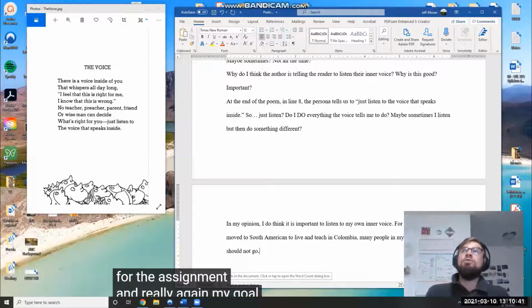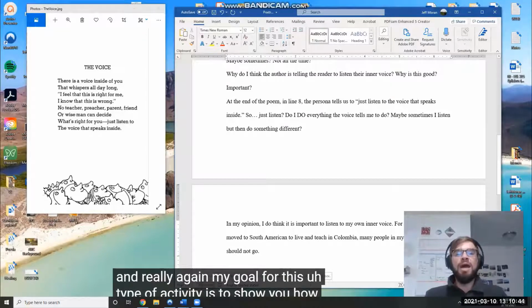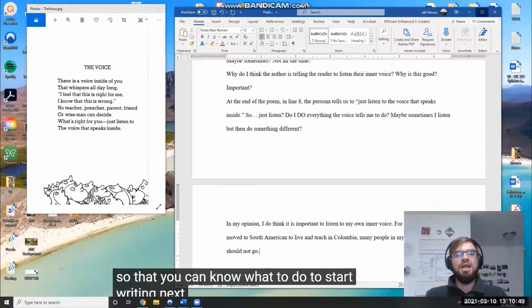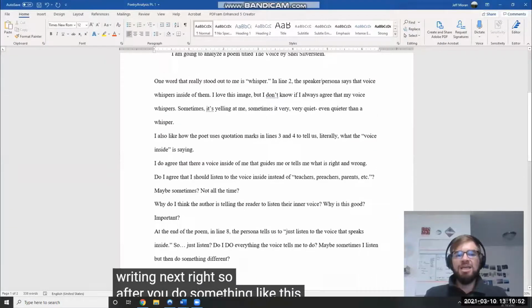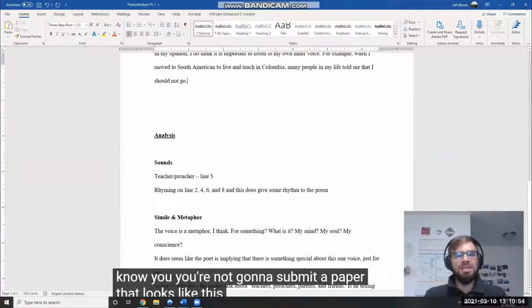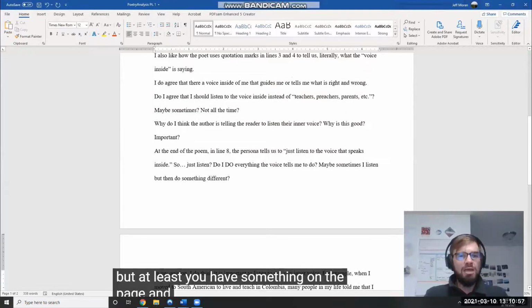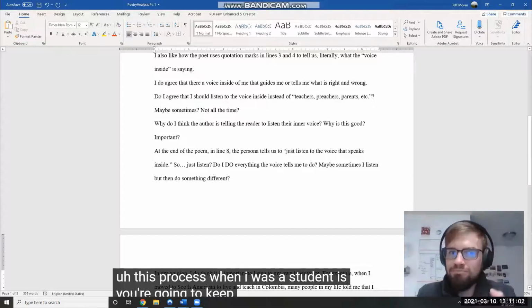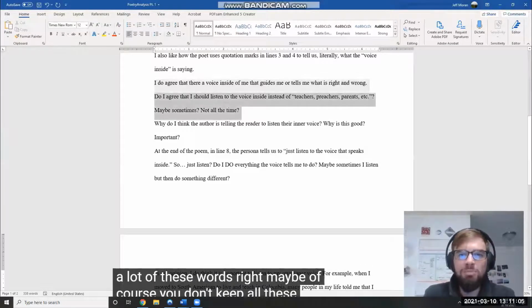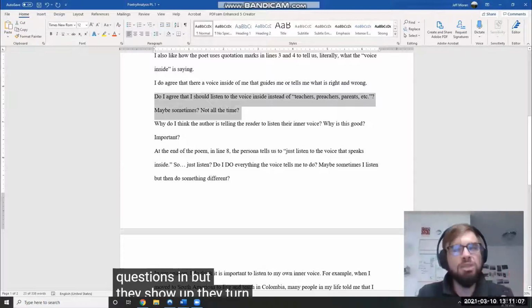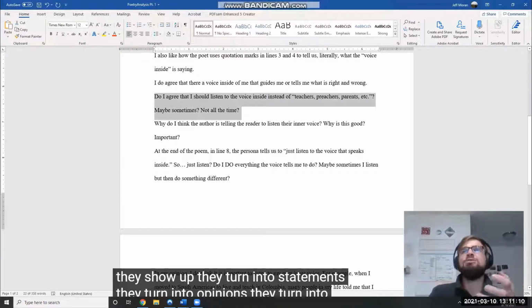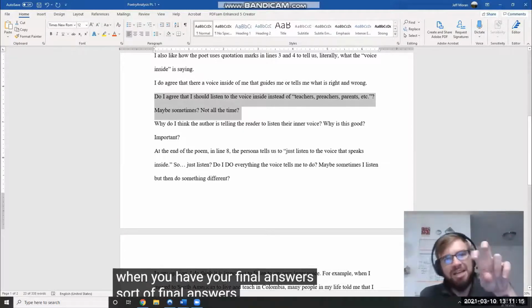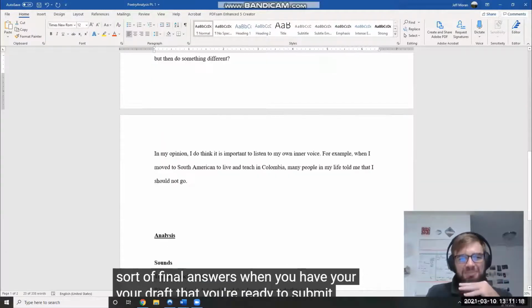And really, my goal for this type of activity is to show you how to brainstorm so that you know what to do to start writing next. After you do something like this, you're not going to submit a paper that looks like this, but at least you have something on the page. And how I found this process when I was a student is you're going to keep a lot of these words. Of course, you don't keep all these questions in, but they turn into statements, opinions, and examples that you talk about when you have your final answers, when you have your draft that you're ready to submit.